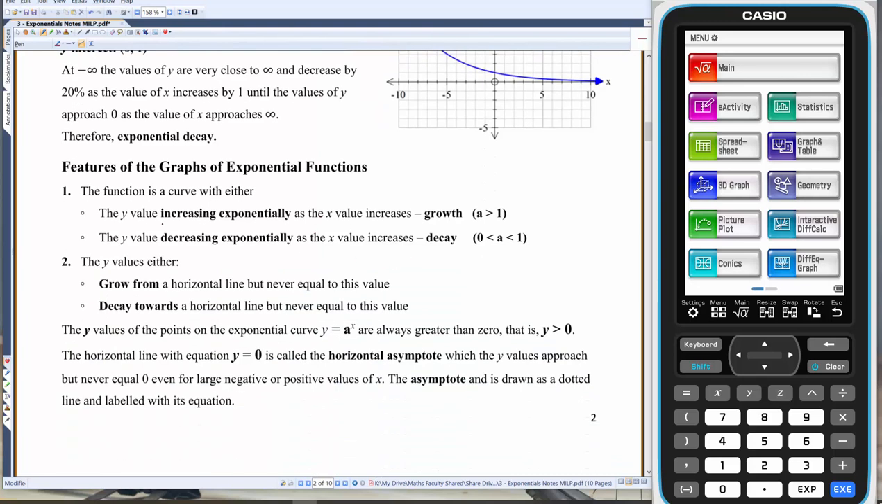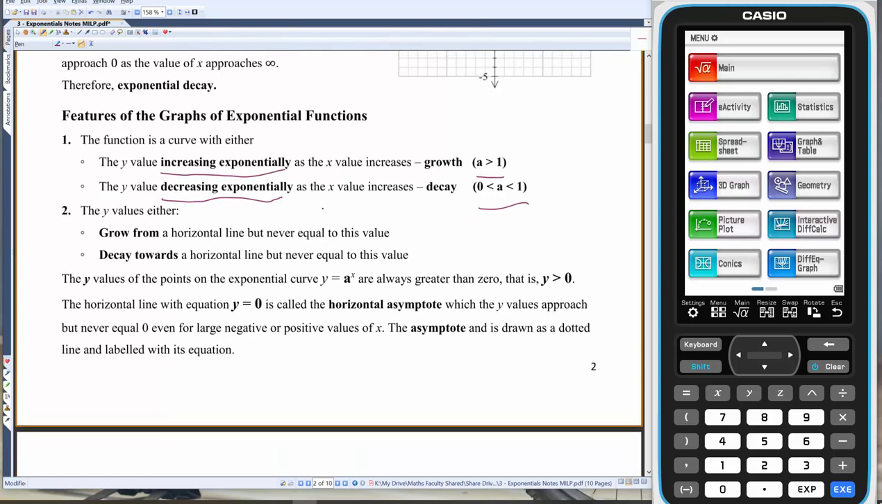That just summarizes that. We get an exponential increase as a is greater than 1, or an exponential decrease when the value of a is between 0 and 1. So some more notes there if you want to read exactly what's going on. This is a really important thing here.